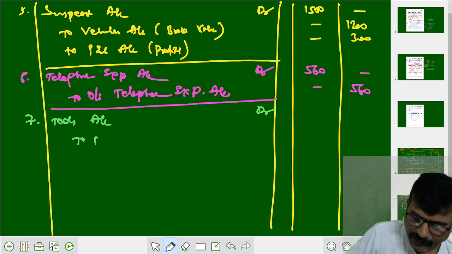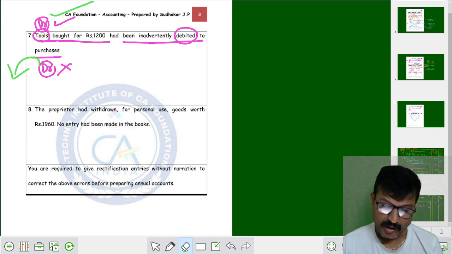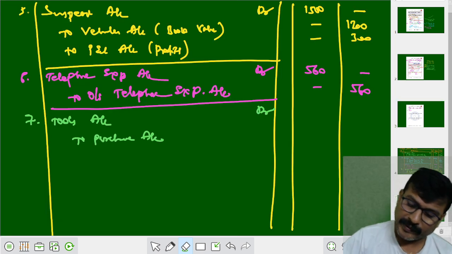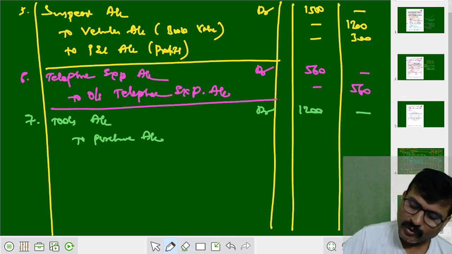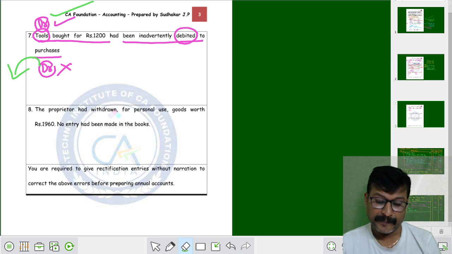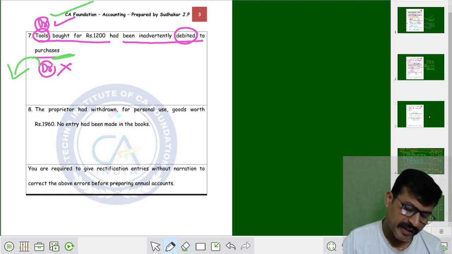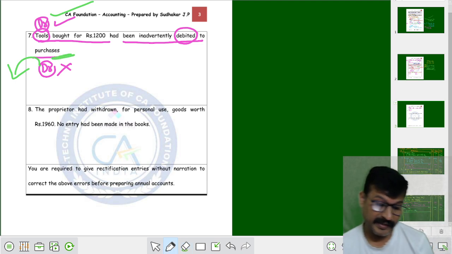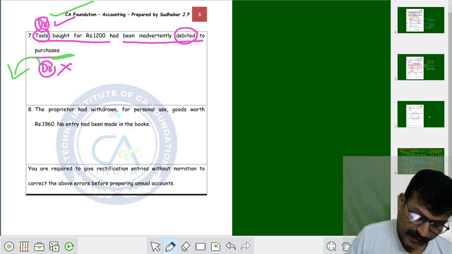Tools account debit to purchases account. How much is it? An amount of rupees 1200. Being wrong debit to purchases account is rectified. See the last entry, my dear student.